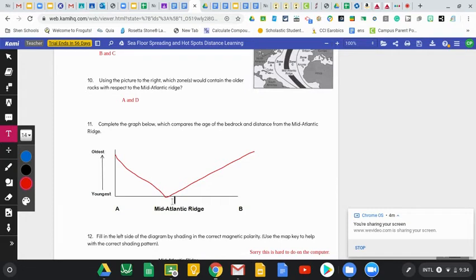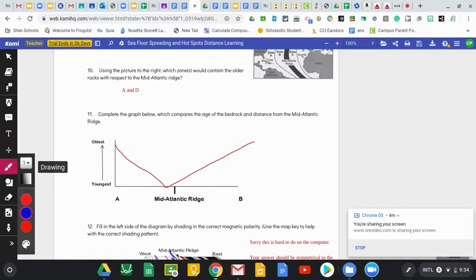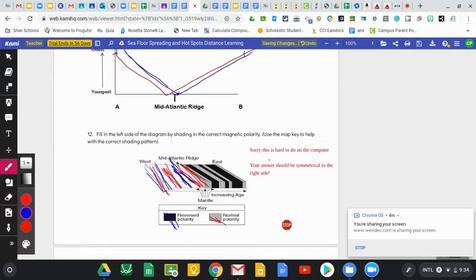The mid-Atlantic ridge would have your youngest rocks, and it would be symmetrical, so it makes a V shape here, where your oldest rocks are further away. So I said right here, sorry, this is really hard to do on a computer. So your answer should be symmetrical to the right side.